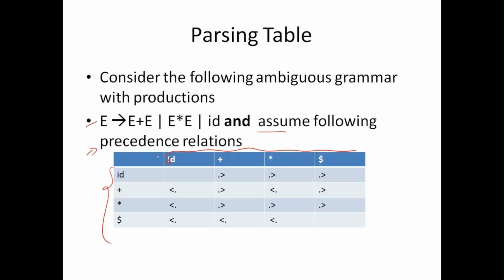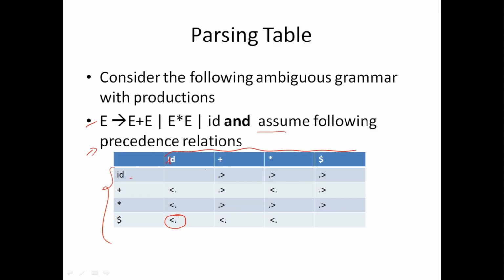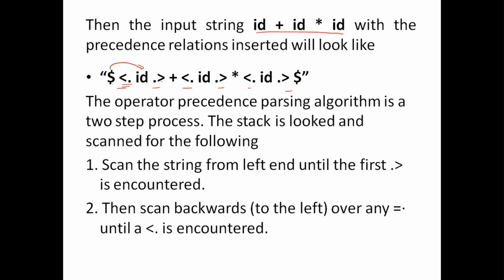Okay, so just consider the dollar and id pair. In the table you can find dollar and id. So what is this relation? It is the lesser than precedence relation. So we have incorporated dollar less than id. In the same way, id and plus: id has greater precedence than plus, so we have inserted greater than. And in the same manner, all the precedence relations have been inserted.